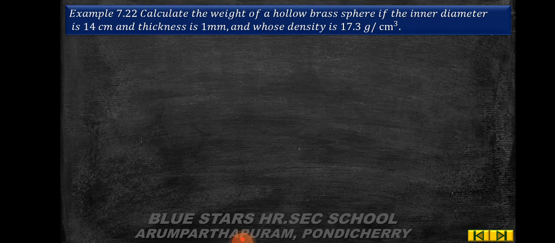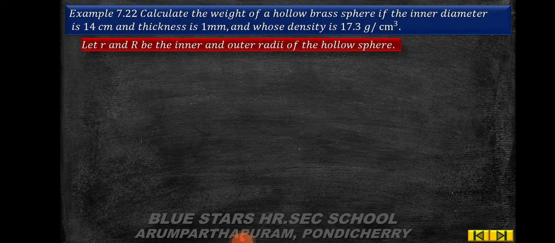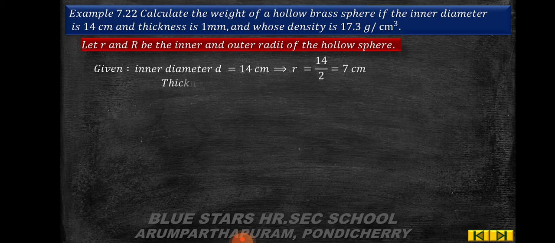Example 7.22. Calculate the weight of a hollow brass sphere if the inner diameter is 14 centimeter and the thickness is 1 mm and whose density is 17.3 gram per centimeter cube. So let r and R be the inner and outer radii of the hollow sphere. Given inner diameter d is equal to 14 centimeter. So r is equal to 14 by 2, that is nothing but 7 centimeter. Thickness is equal to 1 mm. So R minus r is equal to 1 by 10 centimeter.